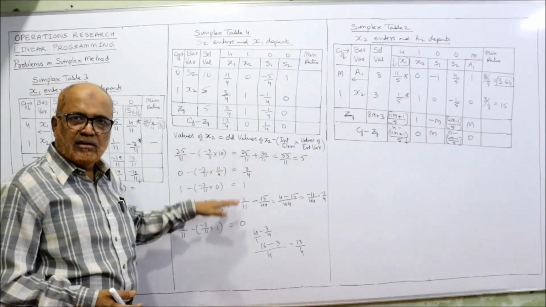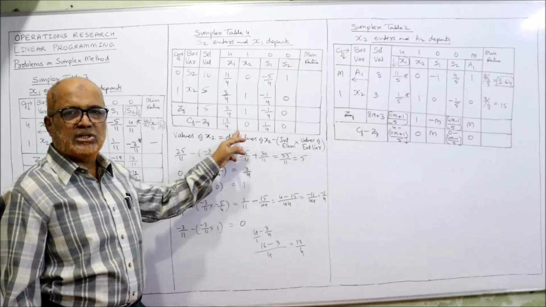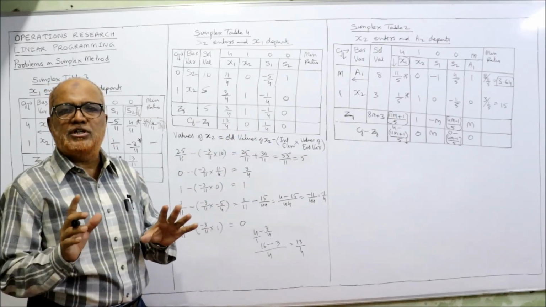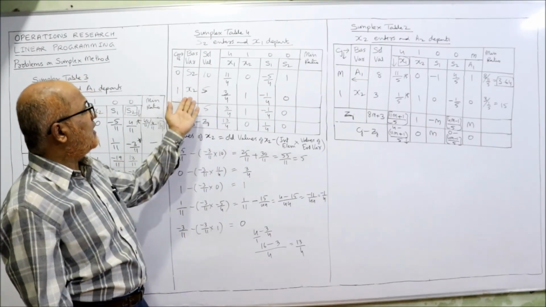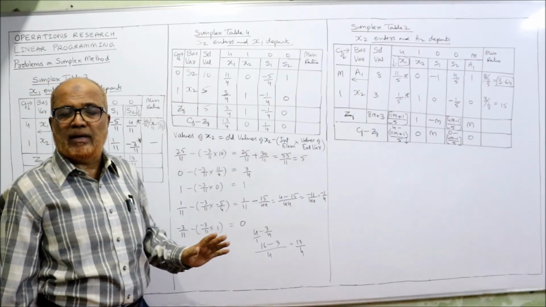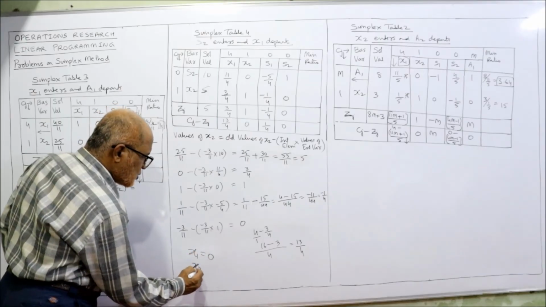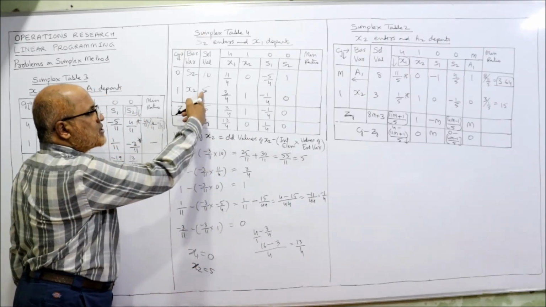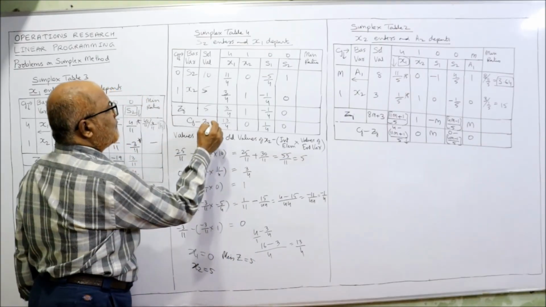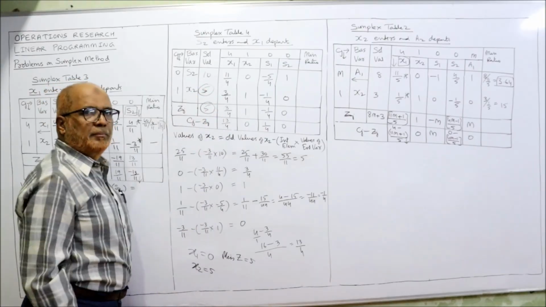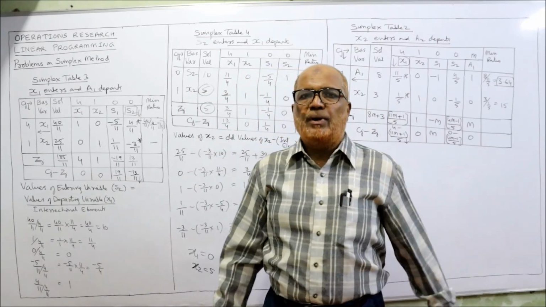So after completing this, conclusion. Since all index row elements are zeros and positive, we reached the optimum solution. The optimum solution is x1 is equal to 0. We don't have x1 in the solution, so x1 is equal to 0, and x2 is equal to 5. And minimum z is equal to 5. Minimum cost is 5. That's all. So this is the end of problem number 6.